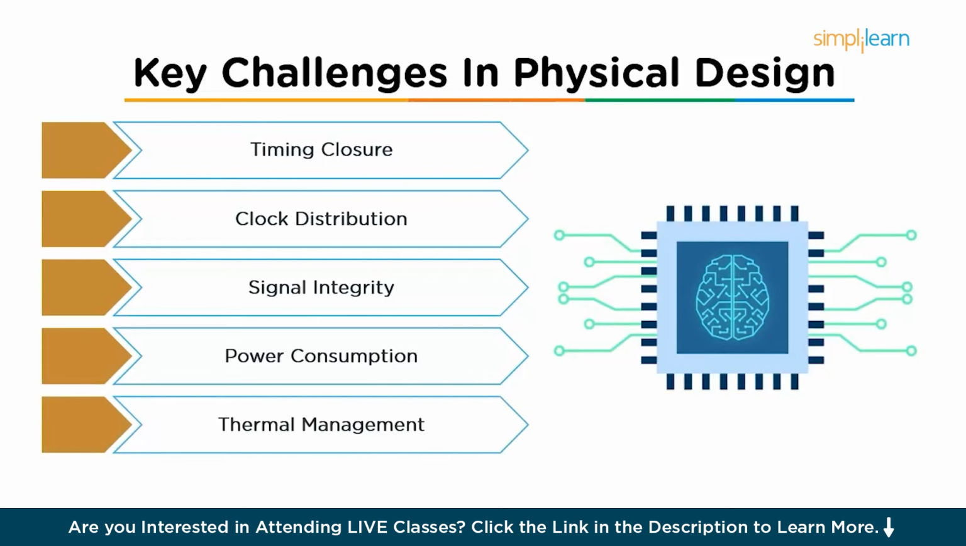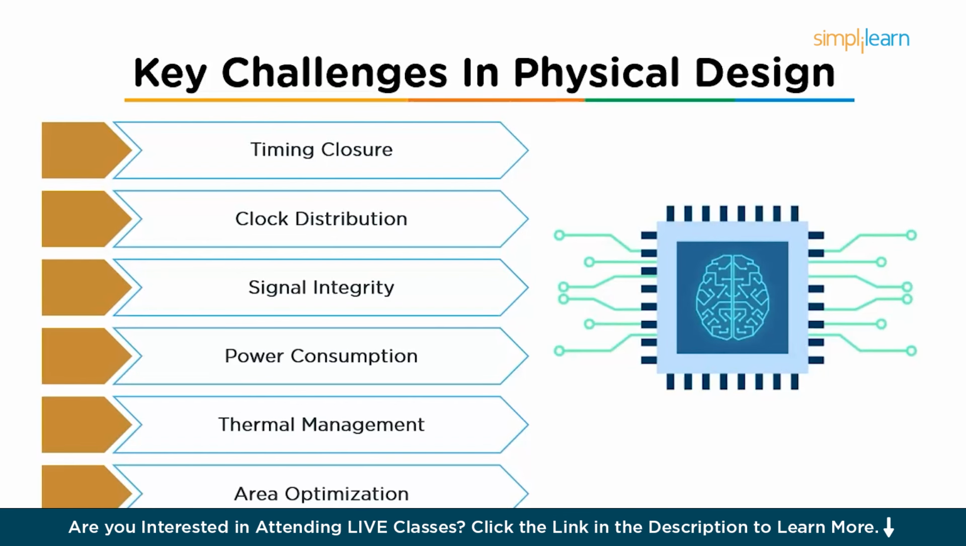Then comes thermal management. As power density increases, heat concentration can cause thermal hotspots that affect performance and long-term reliability. So, I repeat, the designer must plan for effective thermal distribution through floor planning, heat-aware placement, and spreading high-power components apart. Then comes area optimization. With the demand for more functionality and smaller form factors, physical designers must minimize chip area without violating design rules.